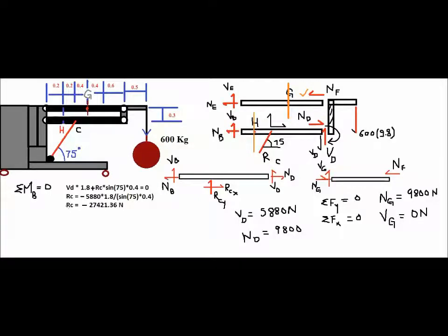We find out RC is negative, which means it is acting in the upward direction, right? As I said in my notation, up forces negative and down forces positive. So we found RC to be that much.